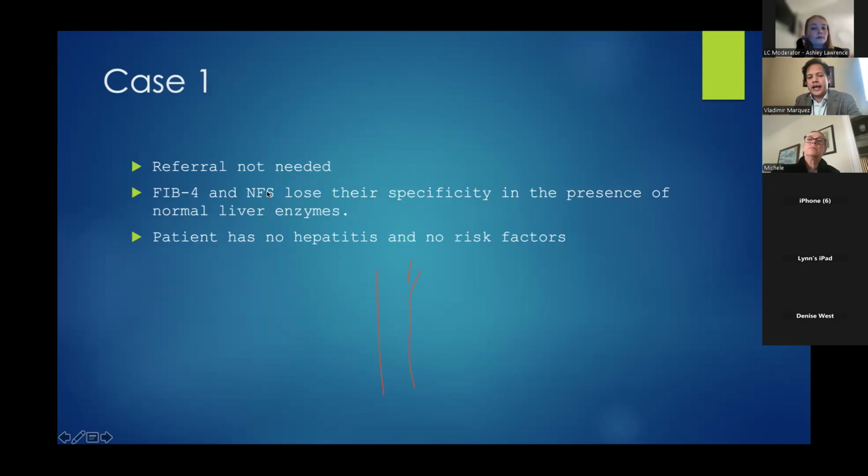I would say in this case that a referral is not needed, because the FIB-4 at this moment is not very good at really detecting it. But you know what? It could be done.